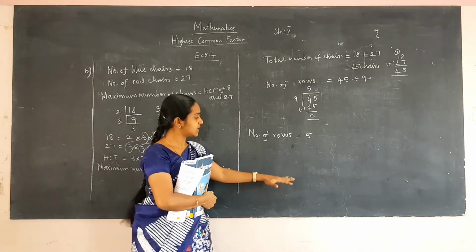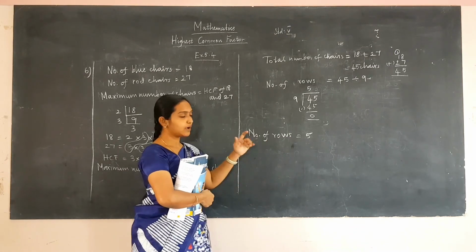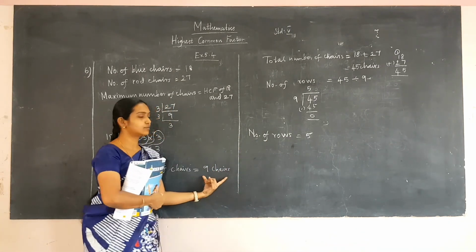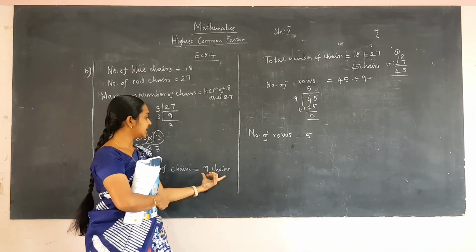அப்போ 5 rows arrange பண்ணுறோம். 5 rows ஒவ்வொரு ரோலையும் 9 chairs இருக்கும். So the answer is 9 chairs in a row.